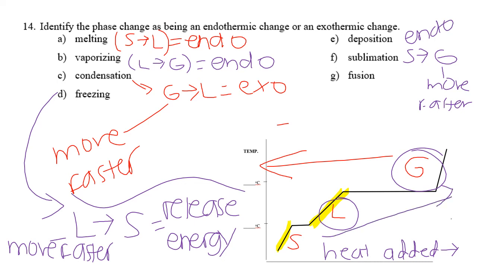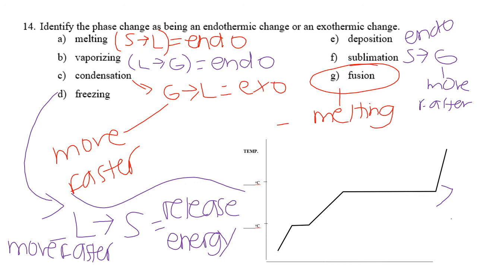And then the last one, fusion. Fusion is another word for melting. And melting is an endothermic change, as we said earlier. And so this is reading a heating curve. Honestly, at the end of the day, what you need to be able to do is, and I'm going to erase this.